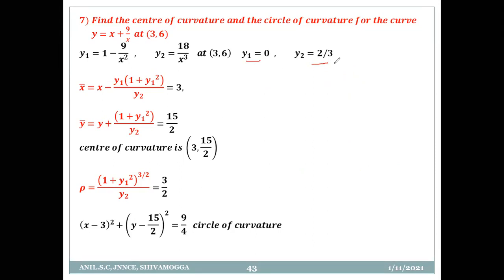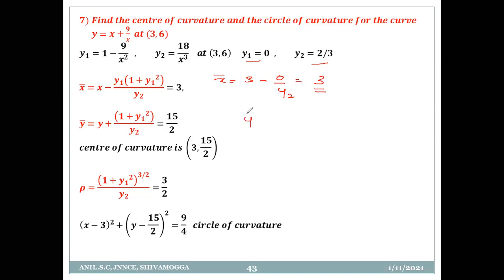Now we find the center of the curvature, that means x bar comma y bar. X bar is given by x minus y1 into 1 plus y1 square, divided by y2. X is 3. Minus y1, y1 is 0. 0 into anything is 0, divided by y2. This is equal to 3. 0 divided by any finite quantity is 0. Therefore, x bar is equal to 3.